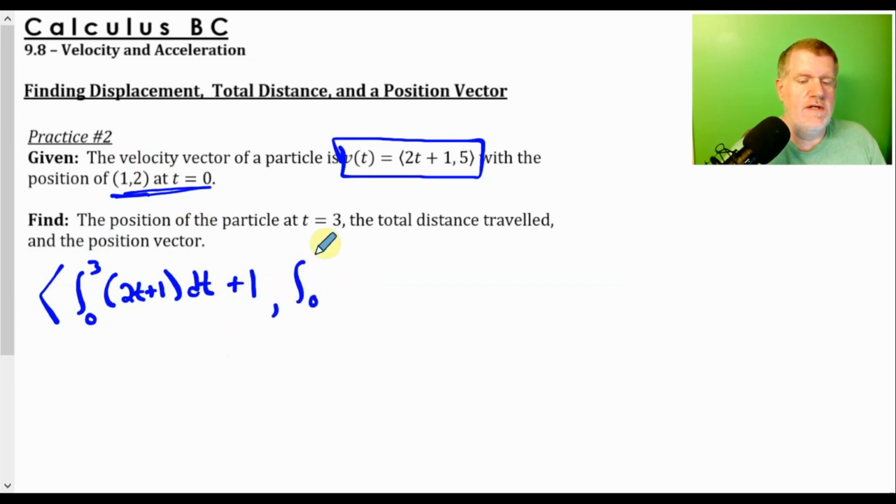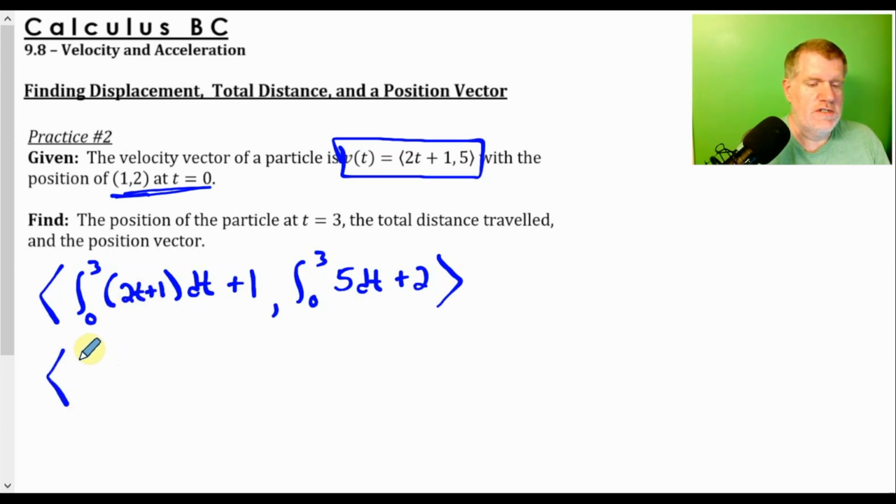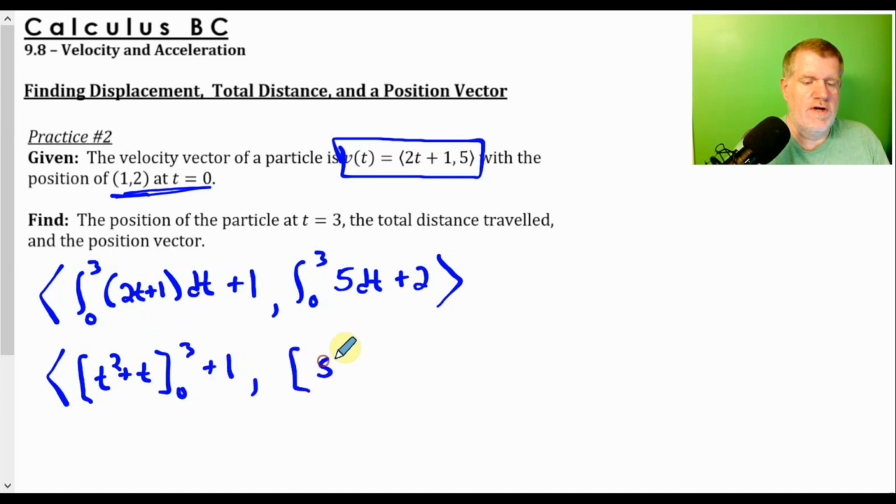And the same thing from the y component, where did it go from 0 to 3? And the y is 5. Remember, the y starts at 2. So this solution would be its position at 3. So we'll do a little calculations here. We end up with t squared plus t from 0 to 3 plus 1, and 5t from 0 to 3 plus 2.